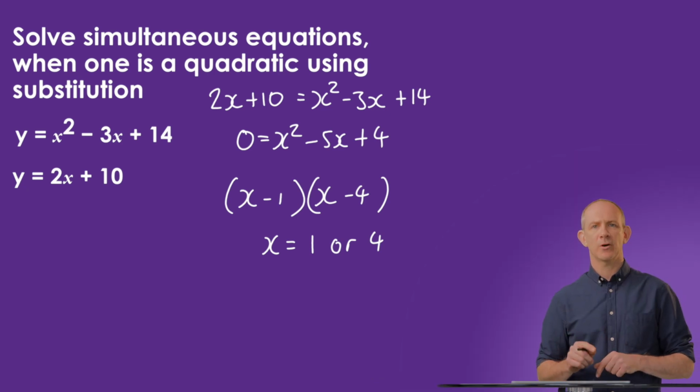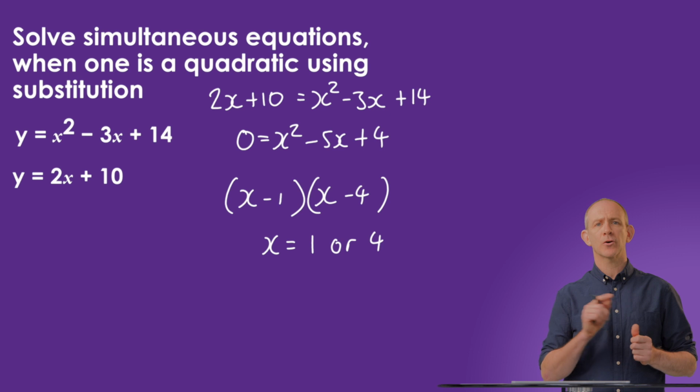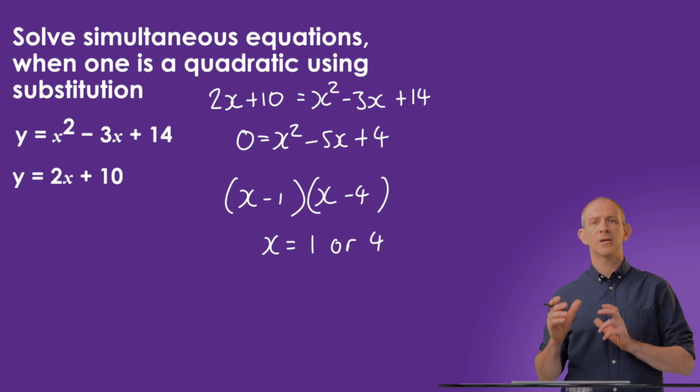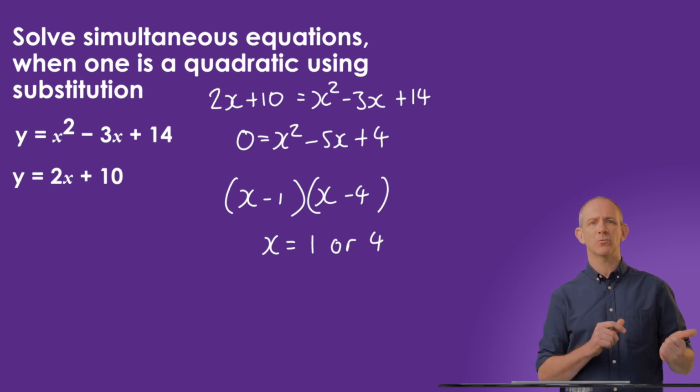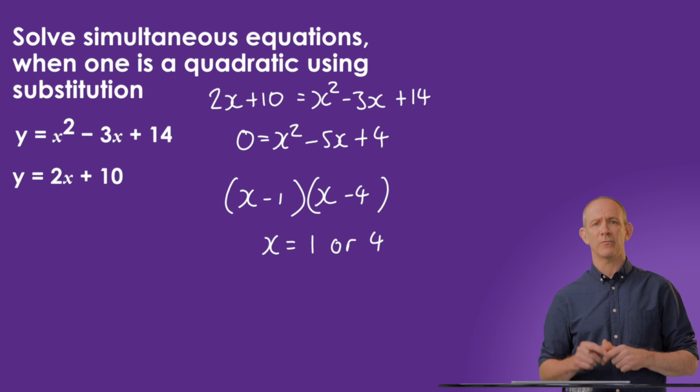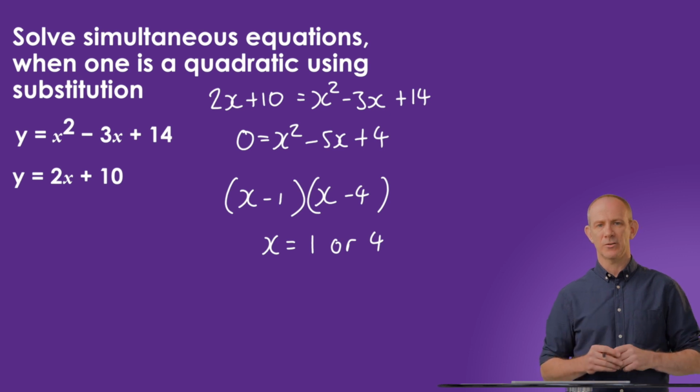As you saw in the graphing equation video, a linear equation can cross a quadratic twice. So we should have two answers for x in this case, 1 and 4. We can now substitute each of those back into one of the equations to calculate the y value. What we'll do is we'll use the linear equation because that's the simpler one to get the answer from.